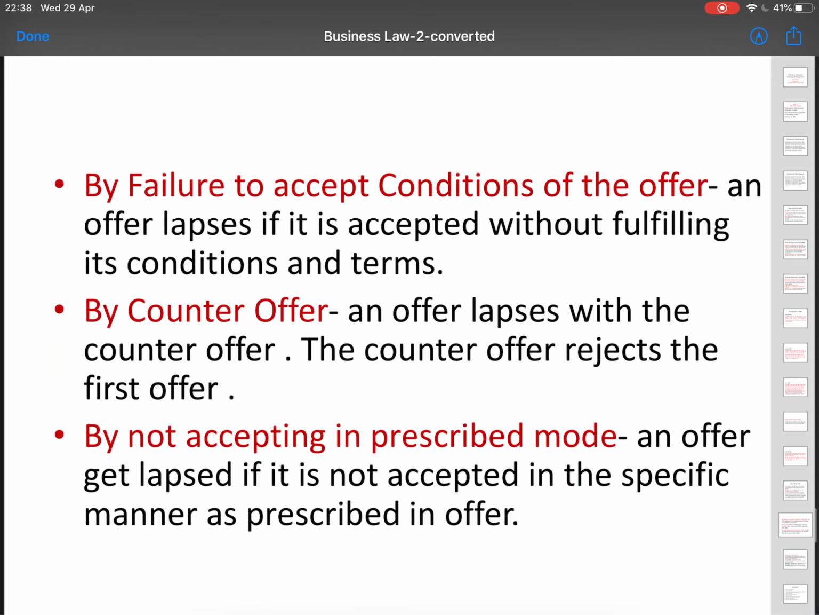The next reason is by not accepting in prescribed mode. If an offer is not accepted in a specific manner or in the prescribed mode, it may get lapsed. For example, X offered to sell his car to Y for 1 lakh and wrote to Y, send your acceptance by telegram. Y sent acceptance by an ordinary letter. X can reject such acceptance.